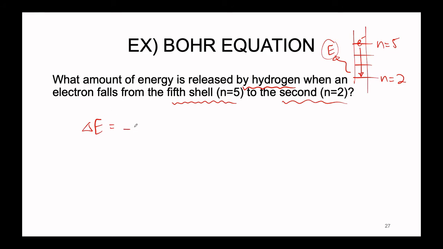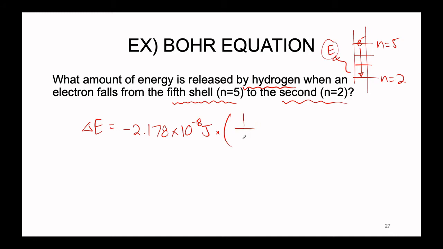This will be equal to the negative 2.178 times 10 to the negative 18 joules. And we're going to multiply that by the terms that actually contain the n's. So we have two different n's. We are starting at n equal to 5. We are falling down to n equal to 2. All right, so the ending place, the final resting place of our electron is n equal to 2, right? Final, we can think of as final resting place.